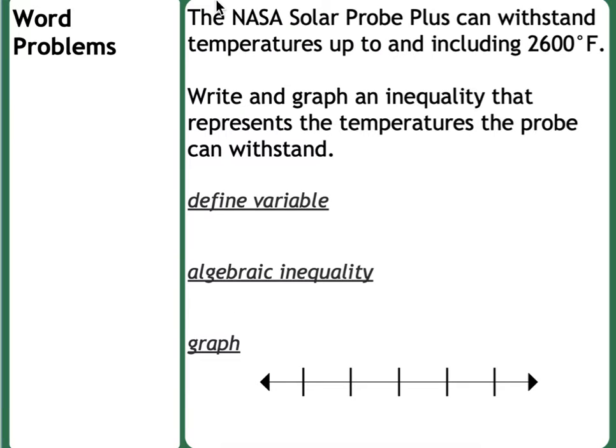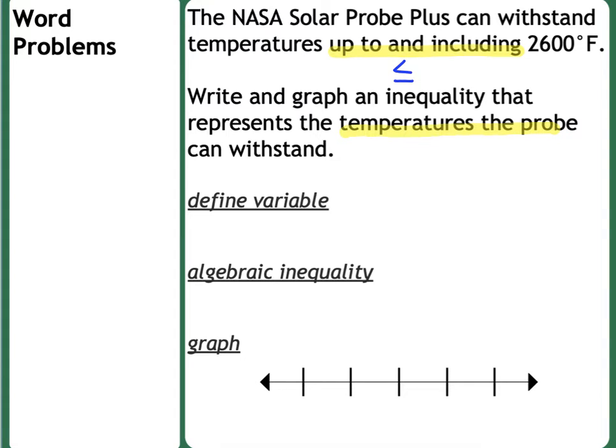Alright, on to word problems real quick. So again, we're just looking for those phrases and writing the inequality. Since we have a word problem, we're going to want to define variables. So the NASA Solar Probe Plus can withstand temperatures up to and including 2,600 degrees. So up to and including means, well, up to would be less than, and if we're including the 2,600, that would be equal to. Now our goal is to write and graph an inequality that represents the temperatures the probe can withstand.